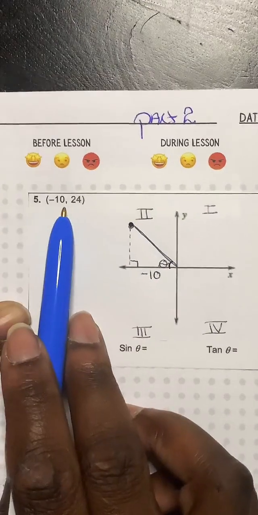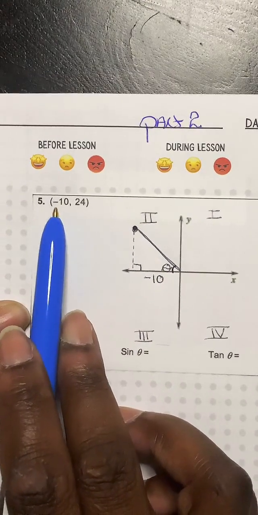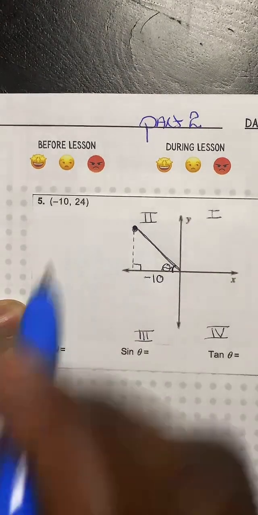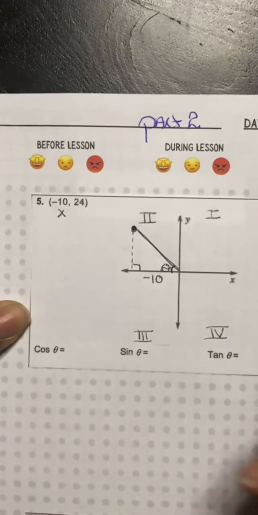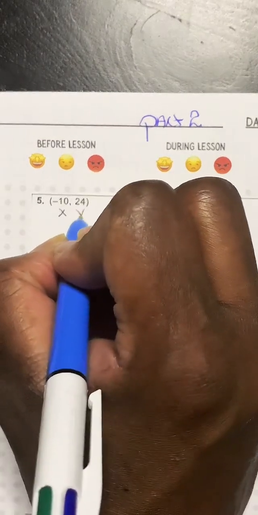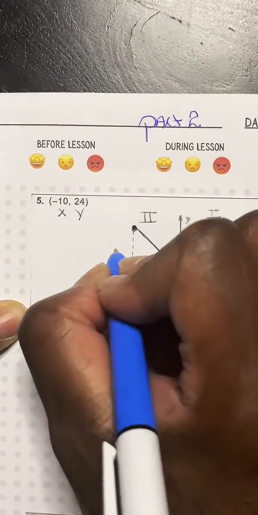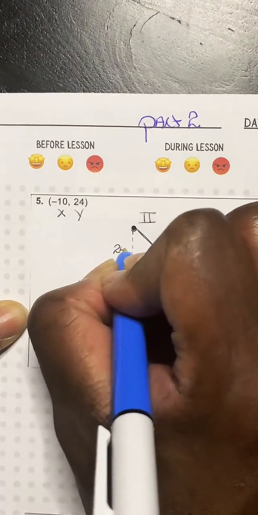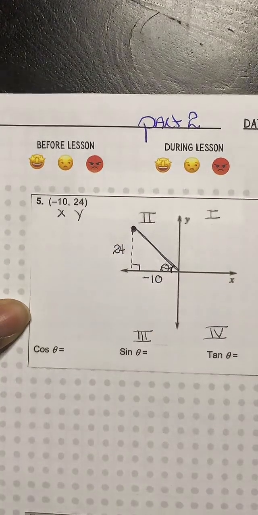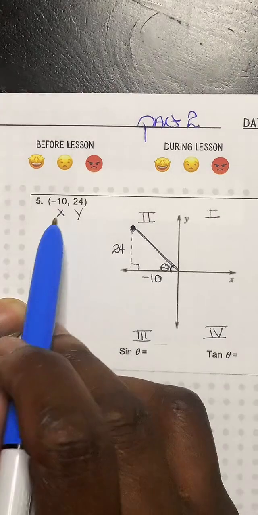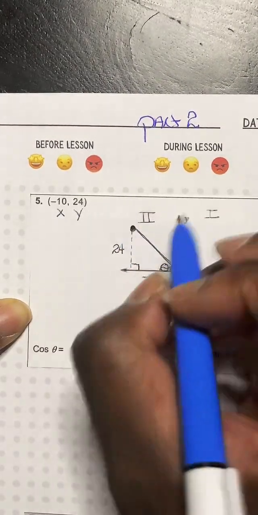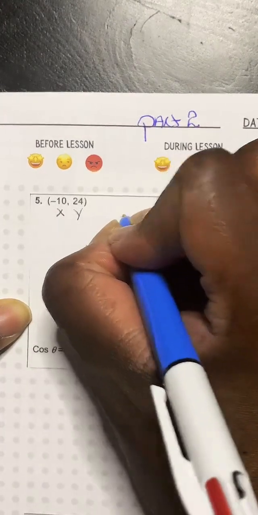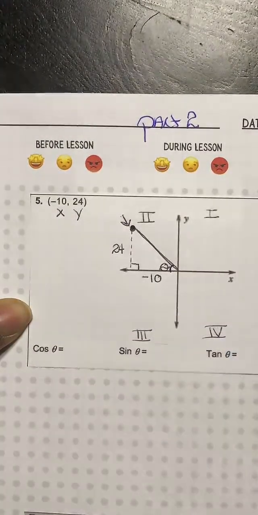Okay, so the point was given to us right here. The -10, 24. So -10 is going to be my x value. The 24, that's my y value. So this is my x, this is my y. That's the coordinates of this point right here.